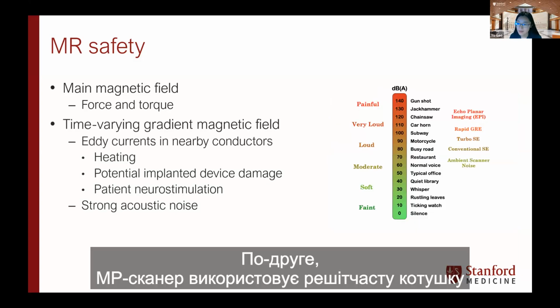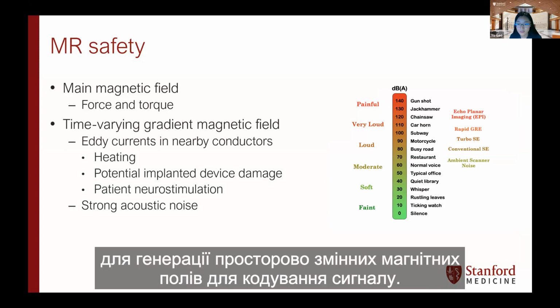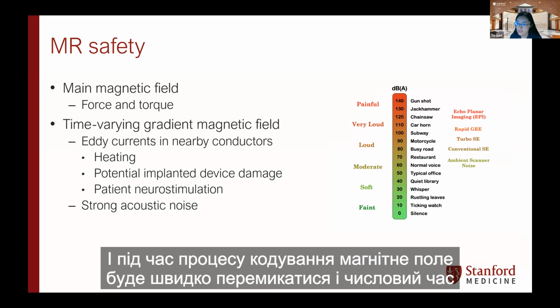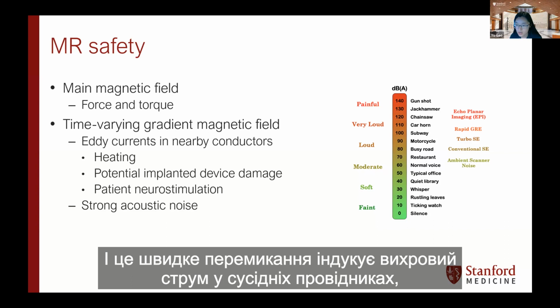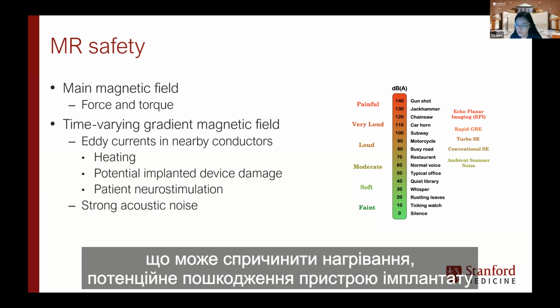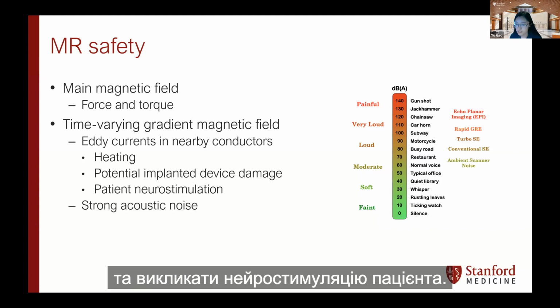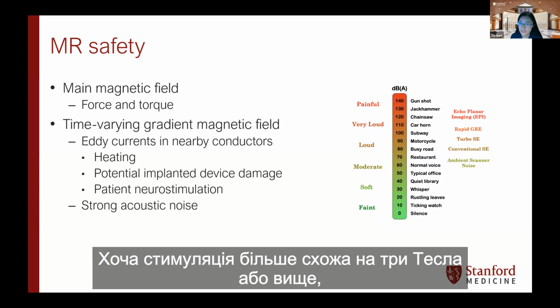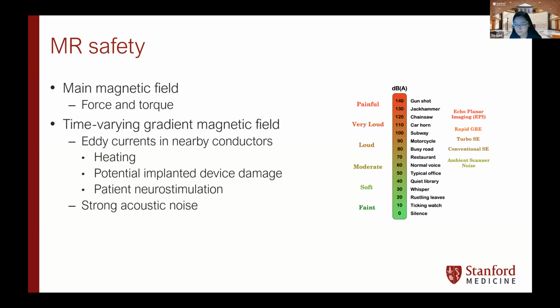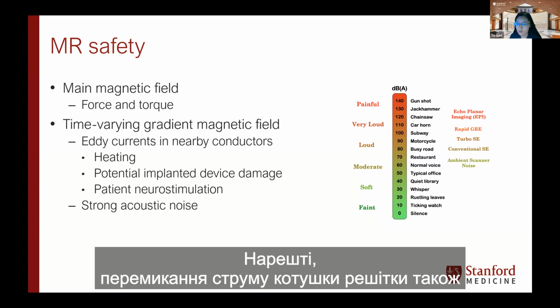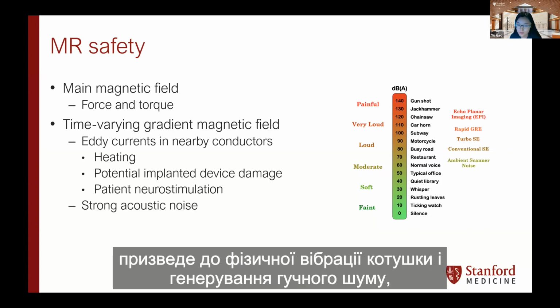And secondly, the MR scanner uses a gradient coil to generate a spatially varying magnetic field to encode the signal. During the encoding process, the magnetic field will be switched rapidly numerous times to encode the entire k-space. This rapid switching will induce eddy currents in nearby conductors and may cause heating, potential damage of implant devices, and induce patient neurostimulation. Although the stimulation is more likely at 3 Tesla or higher, we don't really feel it's a concern for the MRIdian MR Linac.